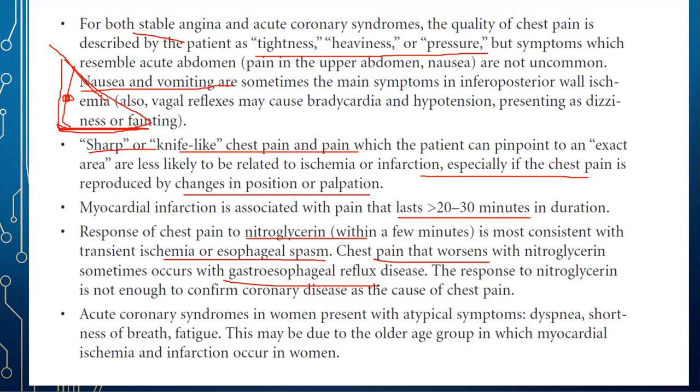Clear? Now, with acute coronary syndrome or myocardial infarction, not only chest pain is the presentation. The other things that can be associated with it are dizziness, shortness of breath, hypotension, or excessive sweating. These are the commonly associated features with MI.